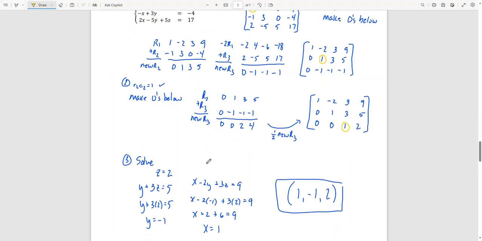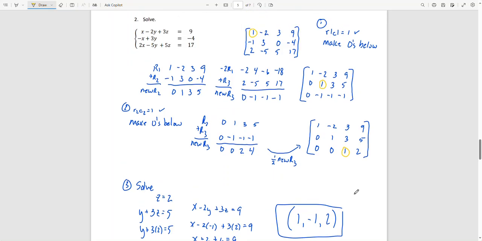Y plus 3z equals 5. If z is 2, that's y plus 6 equals 5, so y equals negative 1. And x minus 2y plus 3z equals 9. We know z is 3. Y is negative 1. This will be x plus 8 equals 9, so x equals 1.